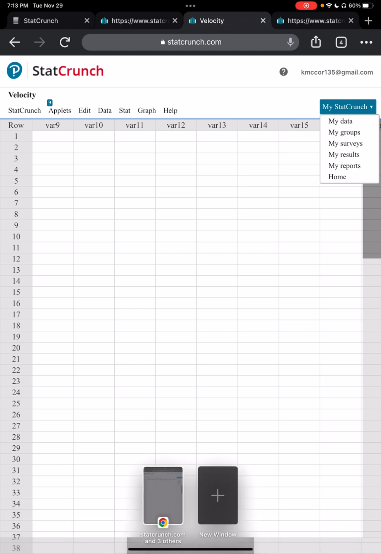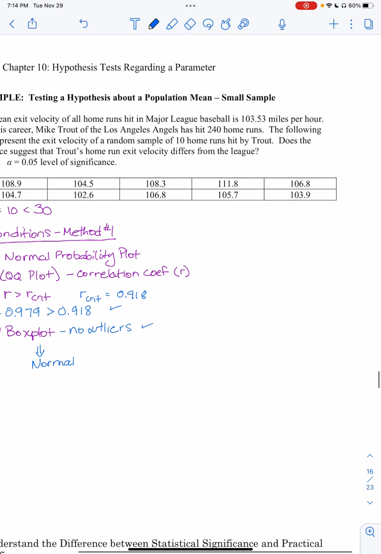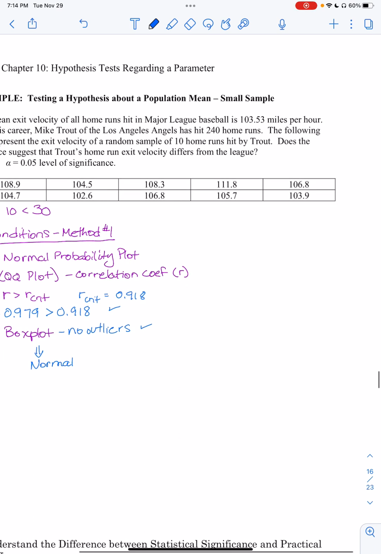So let's go back over to the other thing. There's no outliers, so we're good here. That means that we can go ahead and use a t-test here, and we can assume that this is normal. So we're going to say this is a normal distribution. Let's go ahead and do our null and alternative hypotheses.